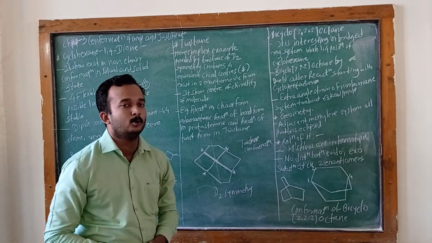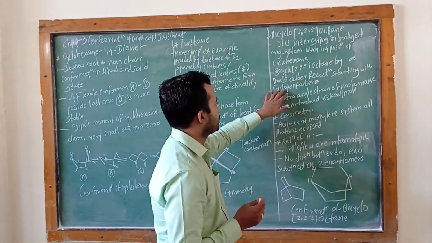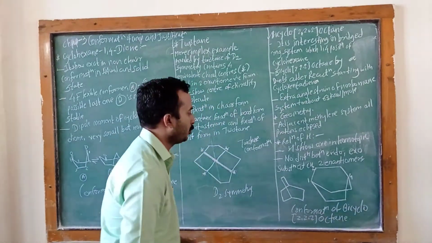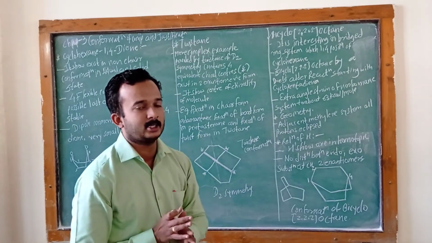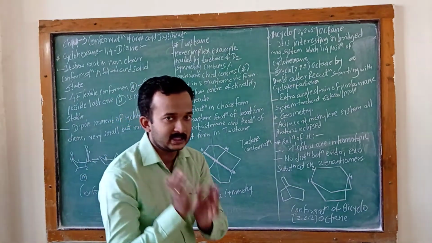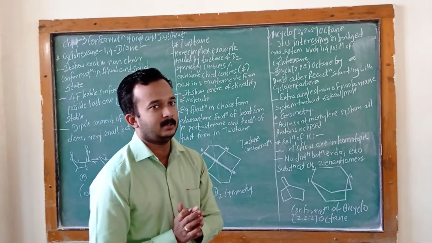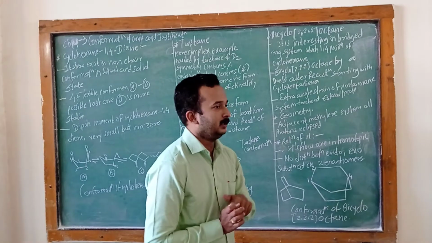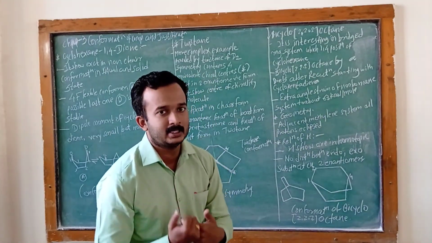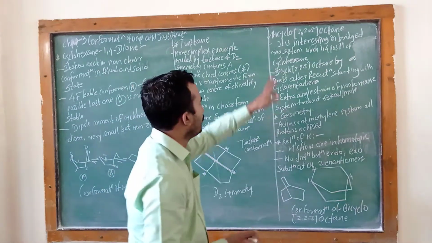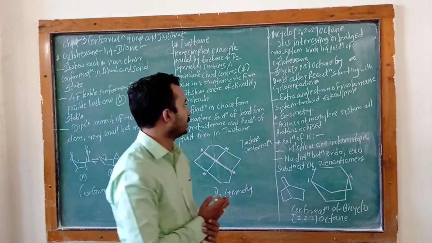Bicyclo 2,2 octane is made by the Diels-Alder reaction with the starting material cyclopentadiene. This ring is formed by the Diels-Alder reaction with cyclopentadiene as the starting material. It is useful in the Diels-Alder reaction for the formation of bicyclo 2,2 octane.